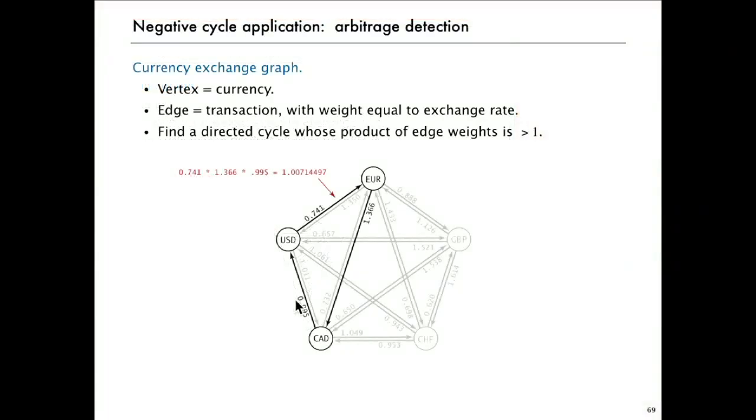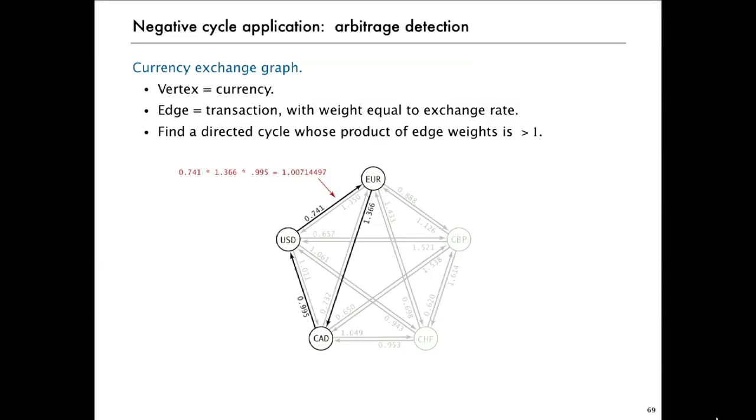What we do is, again, model the situation with a graph. So we're going to have a vertex for every currency, and then an edge corresponding to every transaction, or every entry in the table. So this is actually a complete directed graph, and the weight is equal to the exchange rate. And what we're trying to find is a directed cycle whose product of edge weights is greater than 1. So that doesn't look like a shortest path problem, although it's close, and actually it's very close.